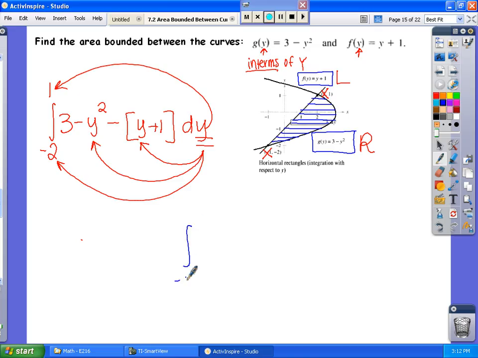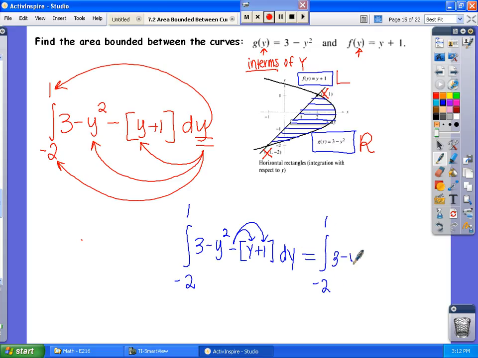which, remember, the brackets are there so that we don't forget to distribute our negative. That was the whole reason of us having the brackets. Minus y minus 1 dy. And that would be finding the area bounded between these curves, given that you want to do the problem in terms of y. So hopefully this is helpful.